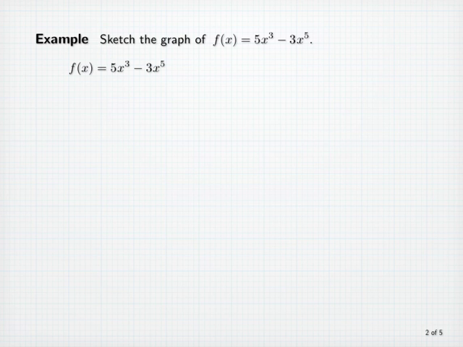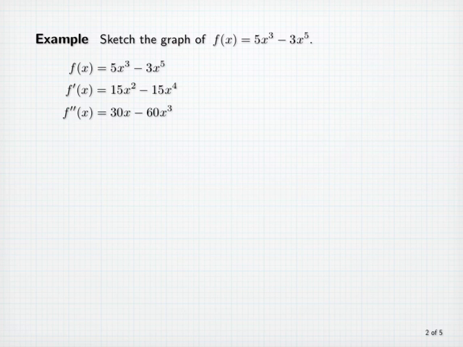Example. Sketch the graph of the function f of x equals 5x cubed minus 3x to the fifth power. We'll begin by taking derivatives. The first derivative, using the power rule, is 15x squared minus 15x to the fourth. The second derivative, then, is 30x minus 60x cubed.